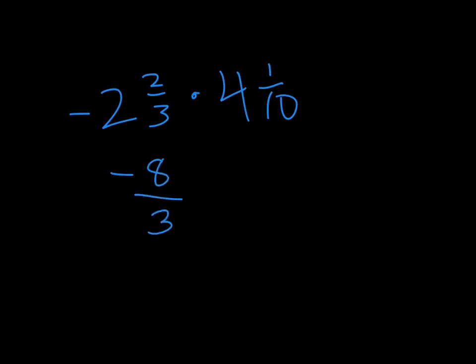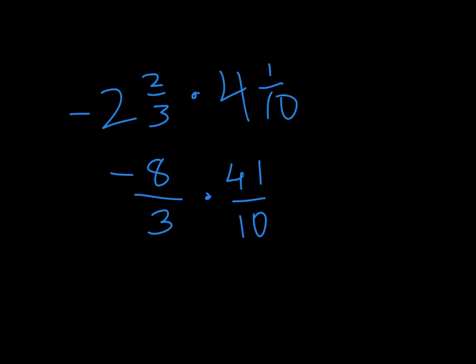Let's focus on some mixed numbers. So I have -2 and 2/3 times 4 and 1/10. Remember, the dot also means multiplication. So I have an extra step here. Anytime you are given a mixed number, you're first going to change it into an improper fraction. So I'm going to say 3 times 2 is 6, plus 2 is 8. So I have -8/3 times 10 times 4 is 40, plus 1 is 41, 41/10.